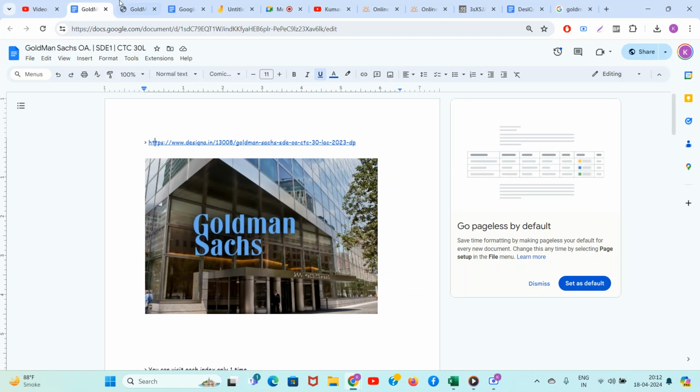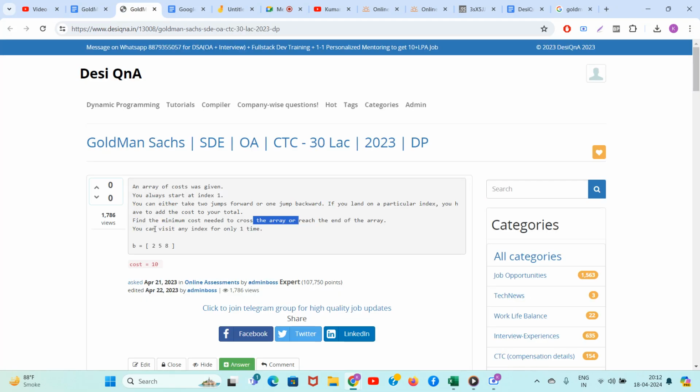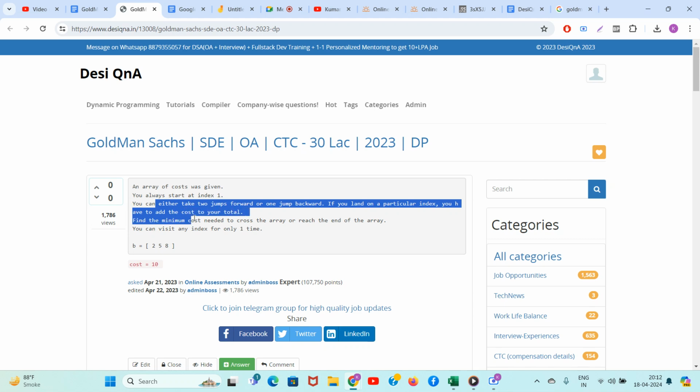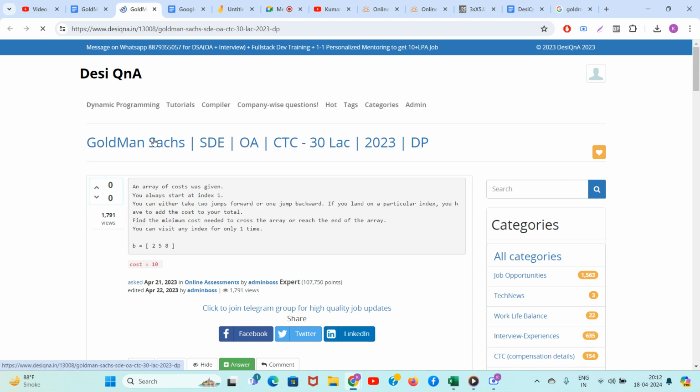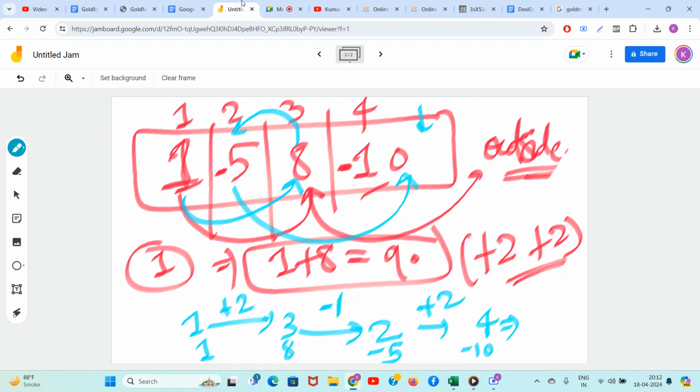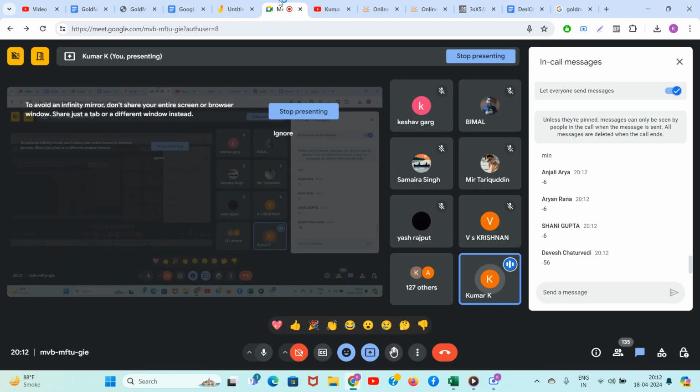Goldman is asking what? Minimum. Goldman is asking the minimum cost of the whole journey. So, the answer is minus 6. Everyone write yes in the chat if they have realized the complexity of this problem is that you can anytime go and jump back. You don't know how to track it. Now, someone is saying how minus 6 is the final answer.